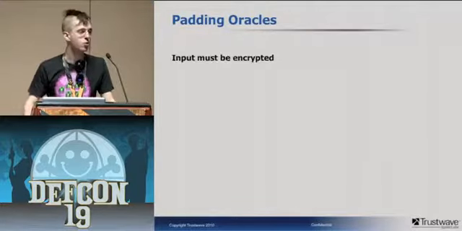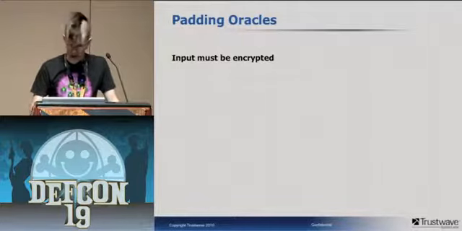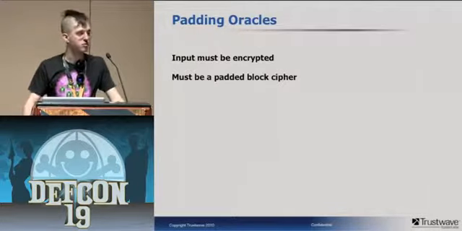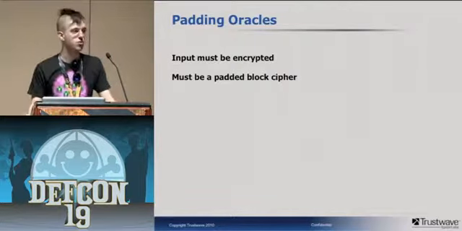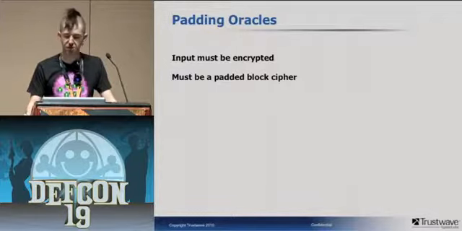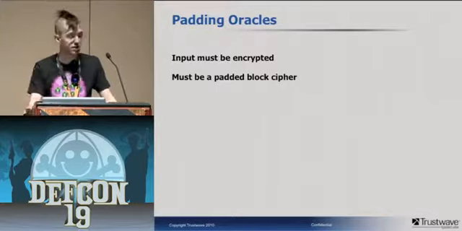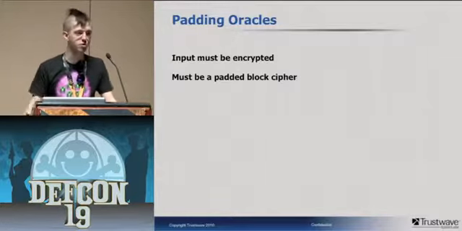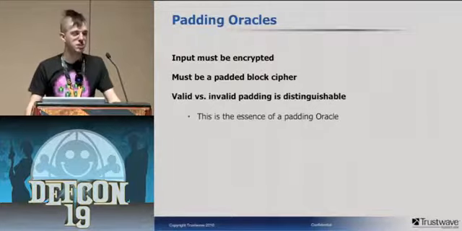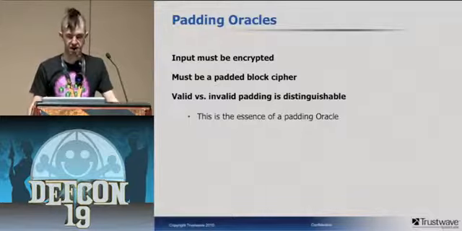So with a padding oracle, the input has to be encrypted, and it has to be with a padded block cipher. With stream ciphers, you're encrypting one byte by one byte, so the end of the plain text is just where the text ends, and not where you've put some arbitrary marker. So it also has to be distinguishable when you've passed something in that has valid padding or invalid padding. And this is the essence of a padding oracle.